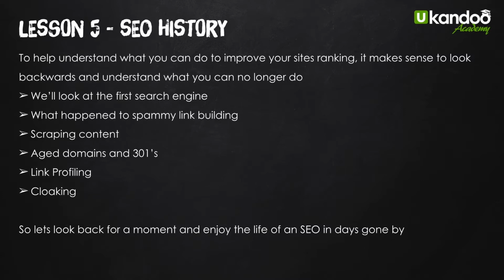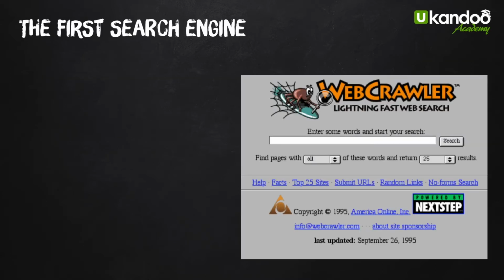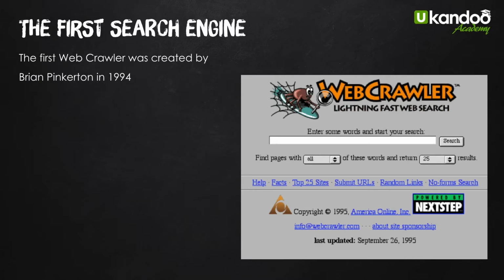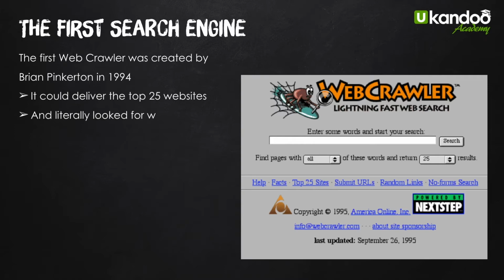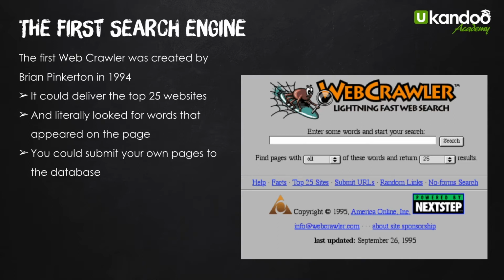So in the old days, with the very first search engine, it was easy. The first web search engine, WebCrawler, was developed by a guy called Brian Pinkerton in 1994. It's not very long ago, is it really. It could deliver the top 25 websites. That's it. It wasn't absolutely massive, but it was a very clever little tool. The way it worked was it literally looked for words that appeared on the page, and you could submit your own pages to the database. So you could trick your way to the top very easily. Life was quite simple back then.